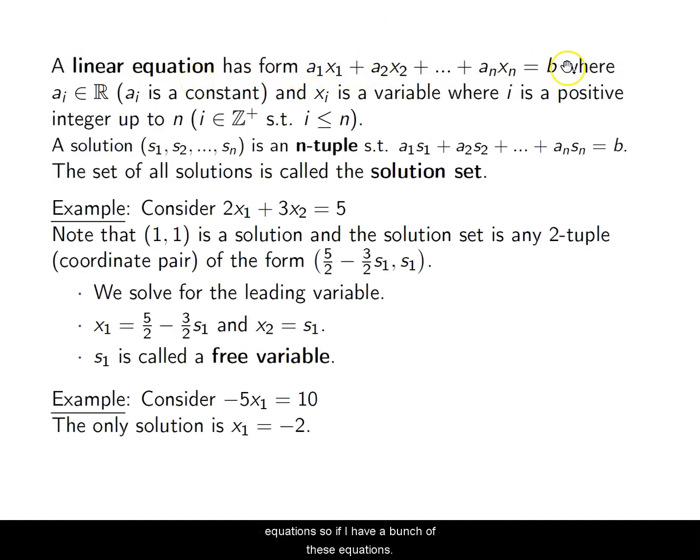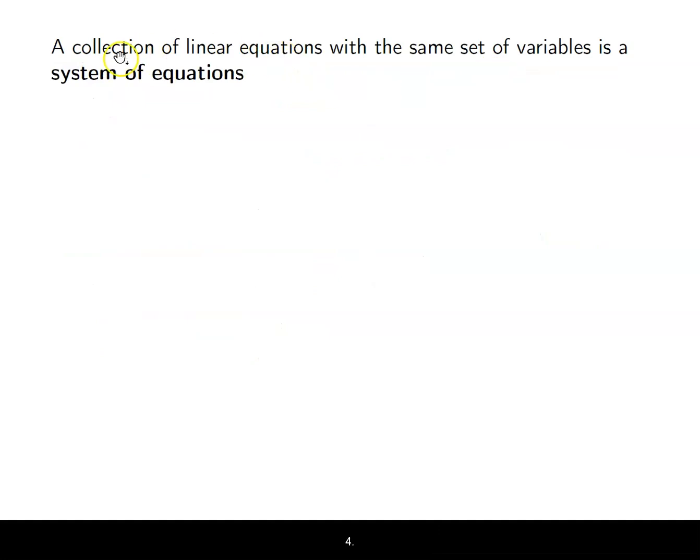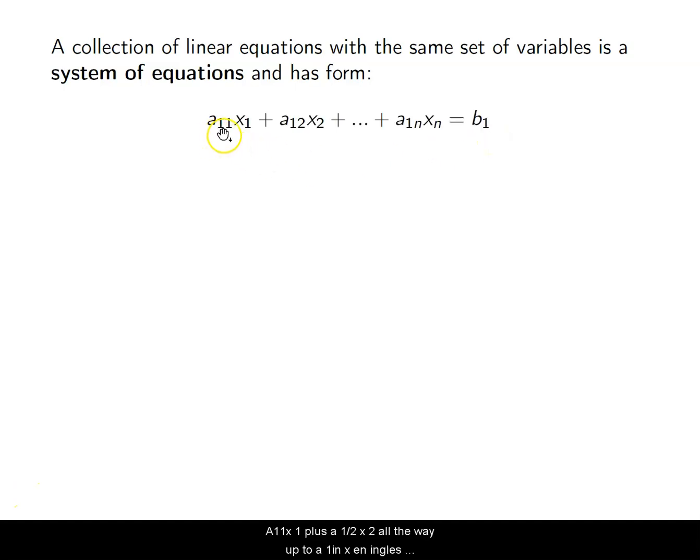So if I have a bunch of these equations where x1, x2, all the way up to xn are the same value for all of my equations, that's a system of equations. All right, so let's look at this in the general form. We have, let's see, a11 x1 plus a12 x2 all the way up to a1n xn equals b1.